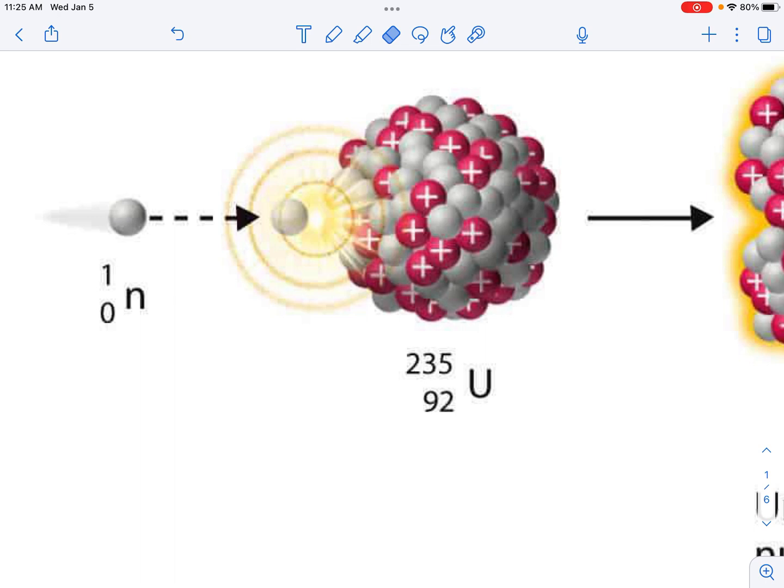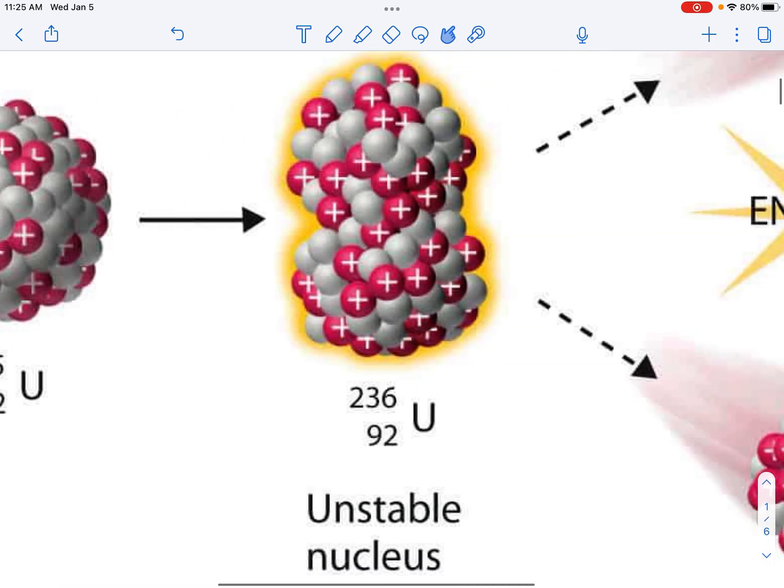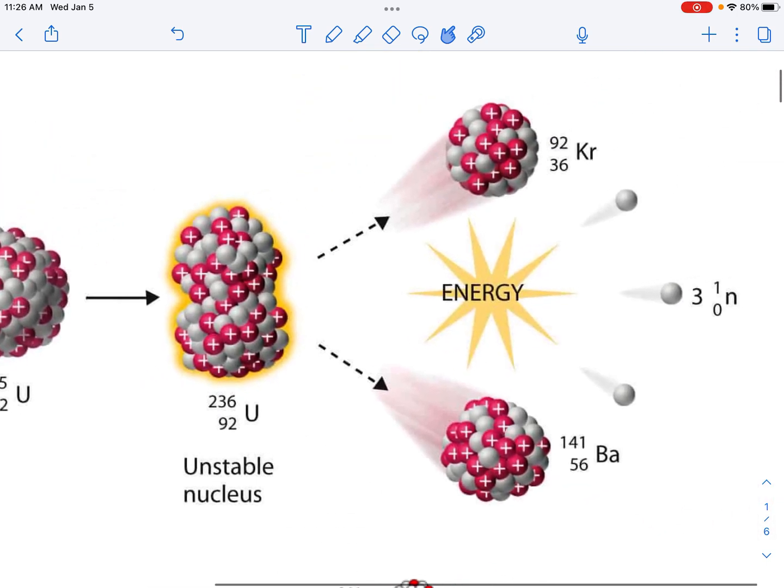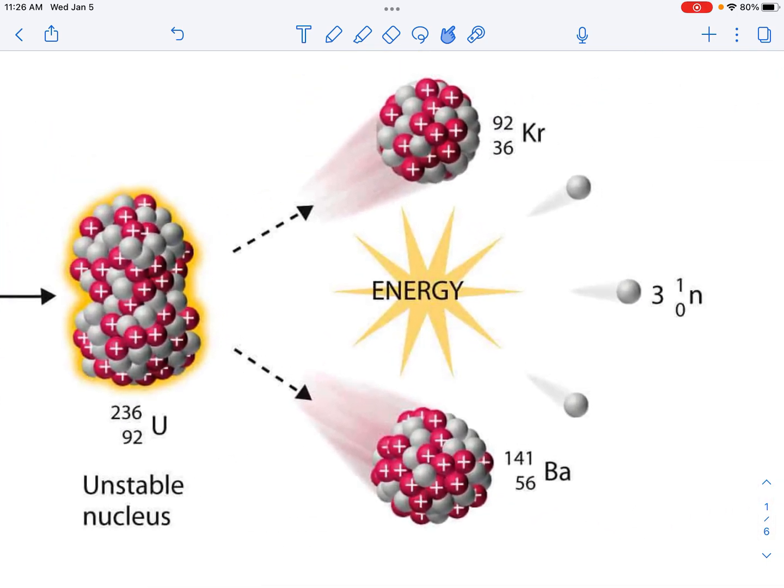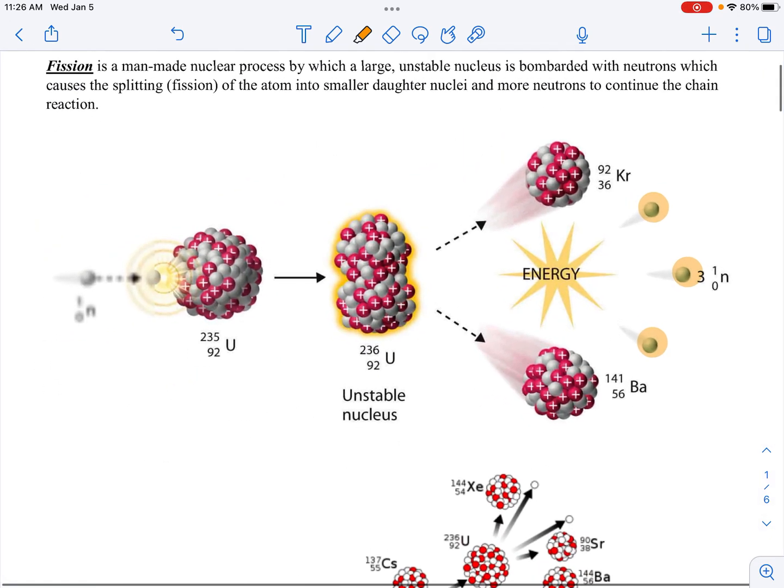So you smack it with a neutron, and then what happens is it grows into an unstable nucleus, even more unstable. And then the nuclear strong force is not enough to keep that guy together, and so it breaks into some smaller daughter nuclei. In this particular case, it looks like a nucleus of krypton and a nucleus of barium, but that's going to be random and different every time you do it. And it also gives off a whole bunch of energy that you're going to be needing for whatever application you'd like to have for this. And you're also going to get 3 more neutrons that are over here that are going to be important because they're going to continue what's called a chain reaction.